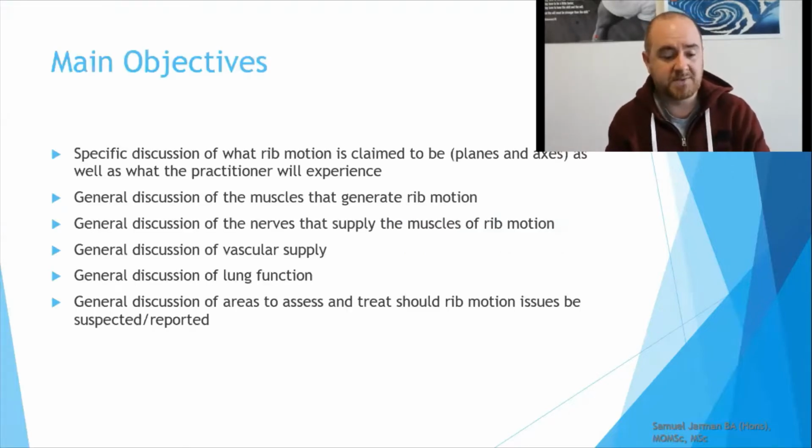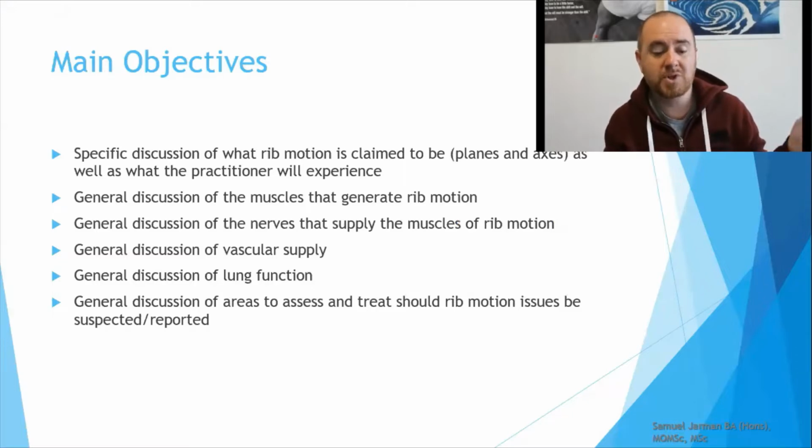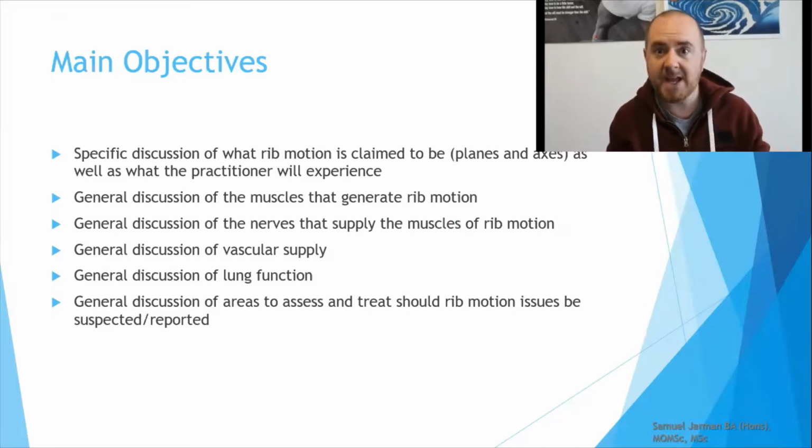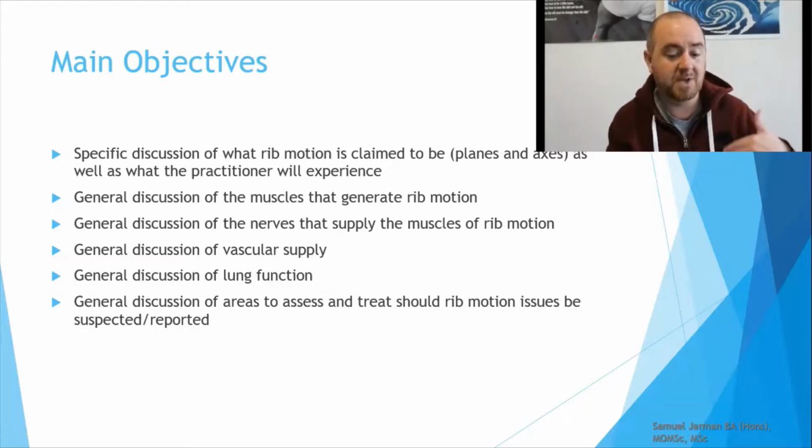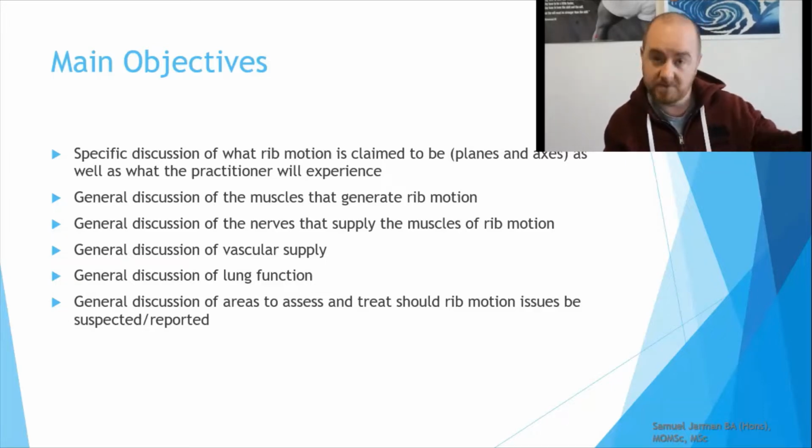The main objectives: specific discussion of what rib motion is claimed to be with respect to planes and axes, as well as what the practitioner will experience, because there is a variation here. The general discussion of the muscles that generate rib motion, so quiet breathing as well as essentially forced breathing. General discussion of the nerves that supply the muscles of rib motion. General discussion of the vascular supply.